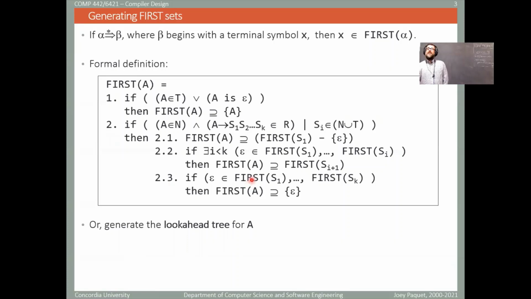And the last case is essentially if, for example, you have S1 to SK, and they all actually evaluate or can be substituted by epsilon, then essentially it comes to say that you would have a rule A gives epsilon in this specific case. So if any of the things or all of the things in the right-hand side of this rule can all evaluate to epsilon, then epsilon is an element of first of A. Okay. Well, this is the formal definition.